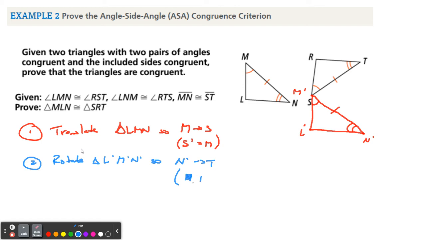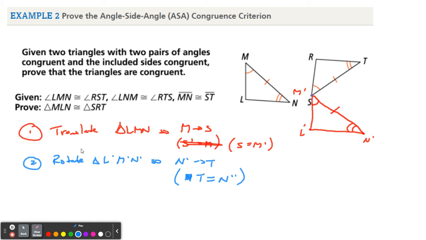Oh, I said this one wrong. I'm sorry. I got to come back here for a second. My apologies. So this means that S is going to equal M prime. I think I said it, but I wrote it down wrong. I apologize, S and M prime. So now up here, T is going to equal N double prime. We're moving triangle LMN, so I'm going to rotate this guy up here.